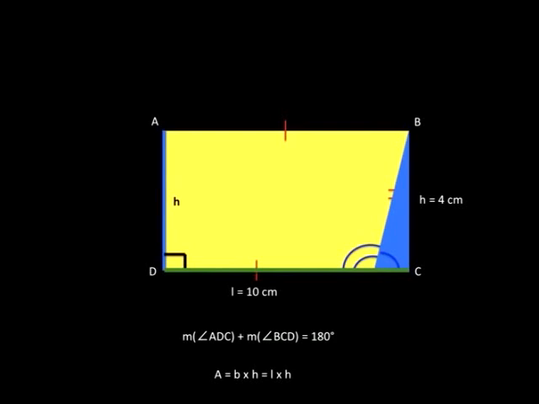and therefore an area of 40 square centimeters. So when we use the formula for a parallelogram, we are actually calculating the area as though the parallelogram were a rectangle.